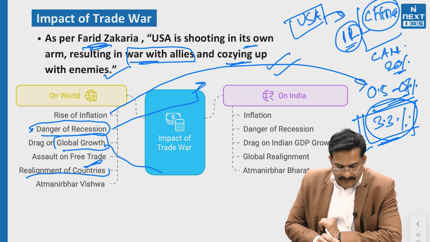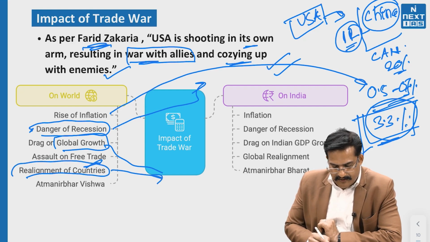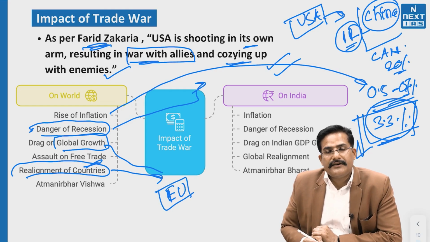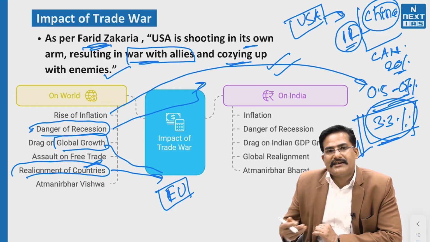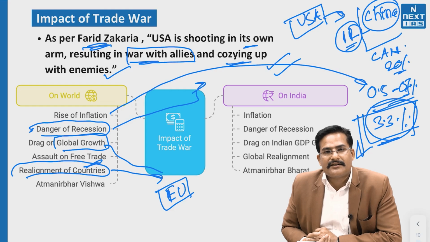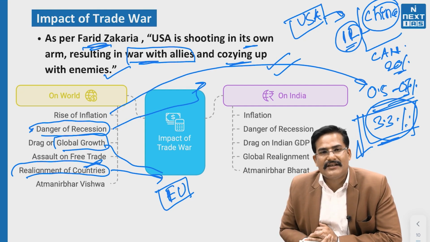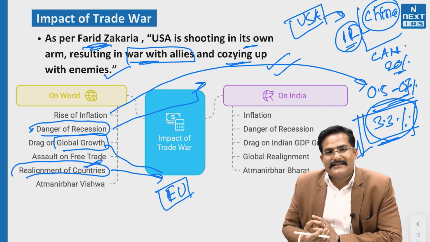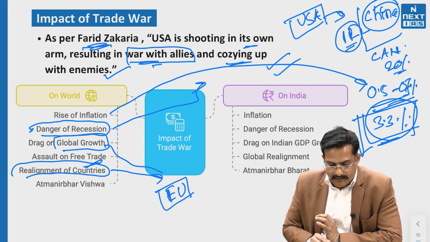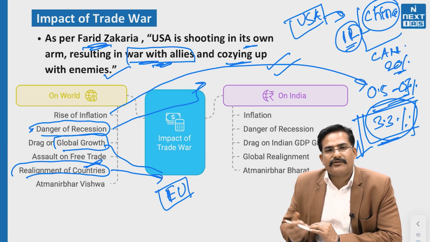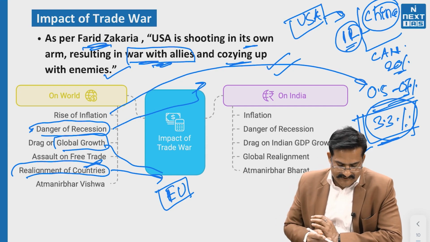Also, it will lead to the realignment of the countries. Recently, we have seen the EU president visiting India. Also, we have seen the Indian foreign minister staying in Britain, right? Not only that, we are also cozying up with China, because this kind of disruption will lead to a realignment of world politics, resulting in a new world order that we can see in coming times. As rightly said by Fareed Zakaria, the trade regime will be a war with the allies and cozying with the enemies, right? So it can result in that.